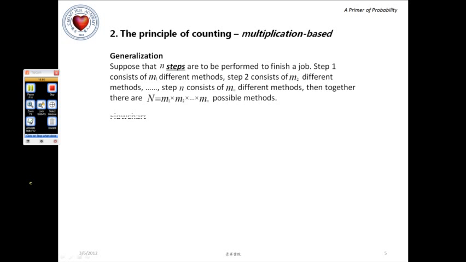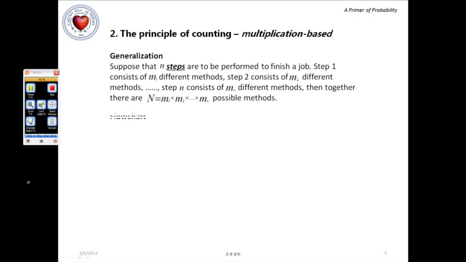Again, when there are more than 2 steps to finish a job, the multiplication-based principle of counting can also be generalized. Suppose that n steps are to be performed to finish a job. Step 1 consists of m1 different methods, step 2 consists of m2 different methods, until step n consists of mn different methods. Then together, there are m1 times m2 times until mn possible methods.